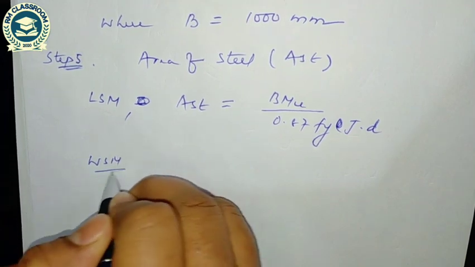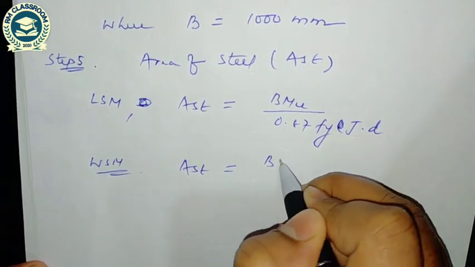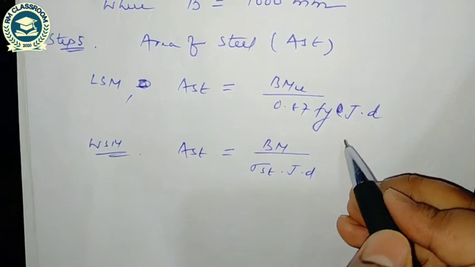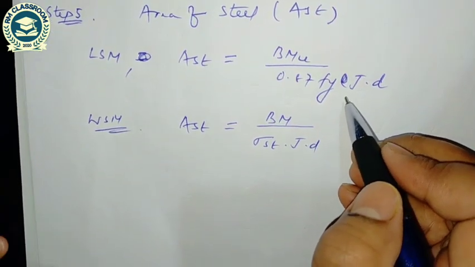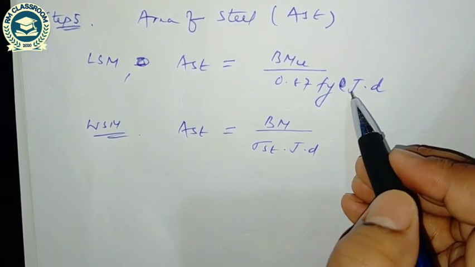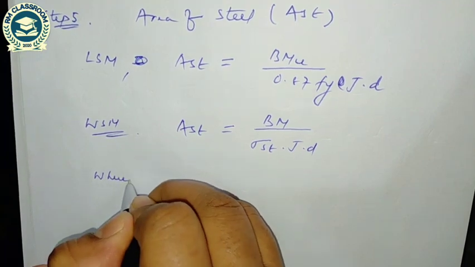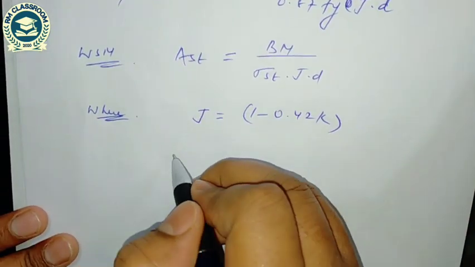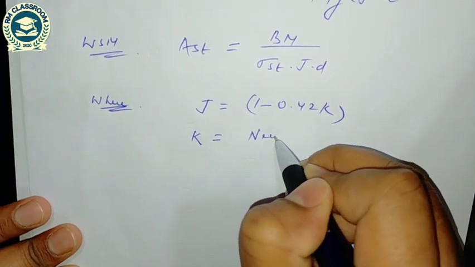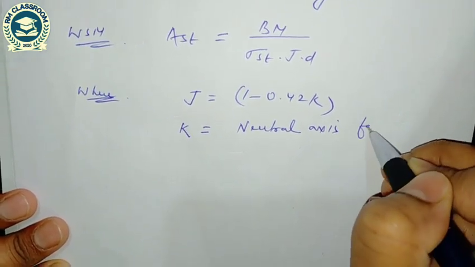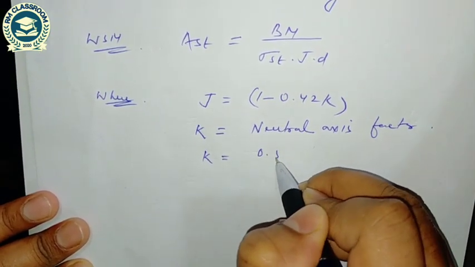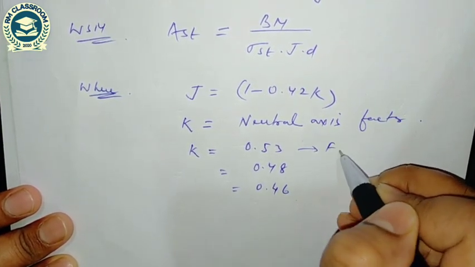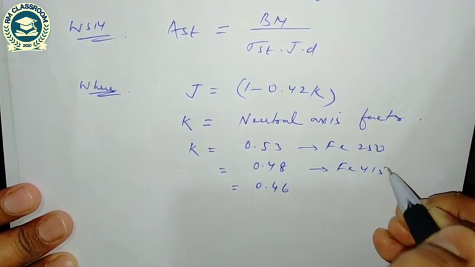In working stress method, area of steel can be computed as bending moment divided by sigma st into J into D, where J is 1 minus 0.42 K and K is the neutral axis depth factor that will be different for the grade of steel, whereas in limit state method J is equal to 1 minus 0.42 K, where K is the neutral axis depth factor, and K value is 0.53, 0.48 and 0.46 for Fe 250, Fe 415 and Fe 500.